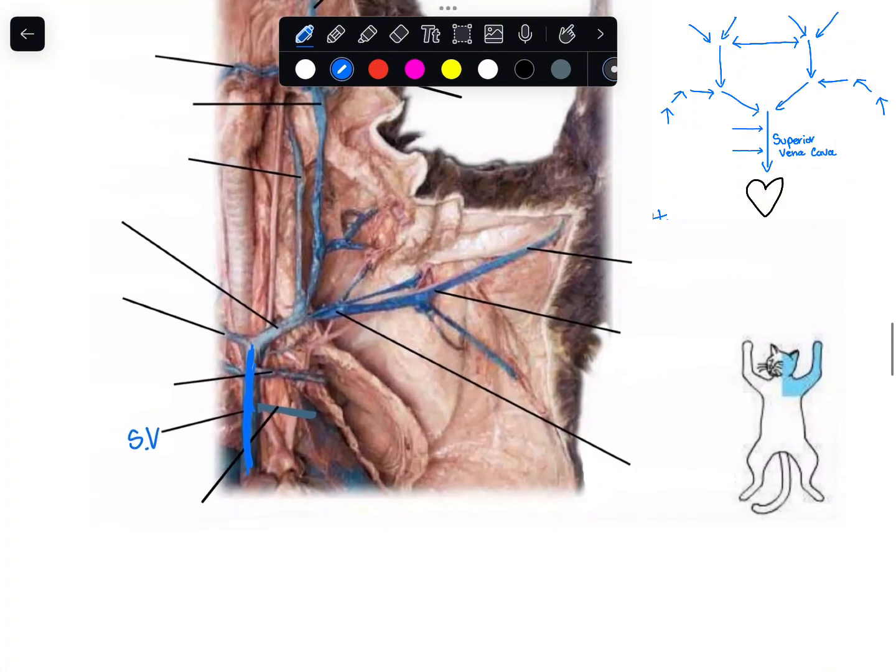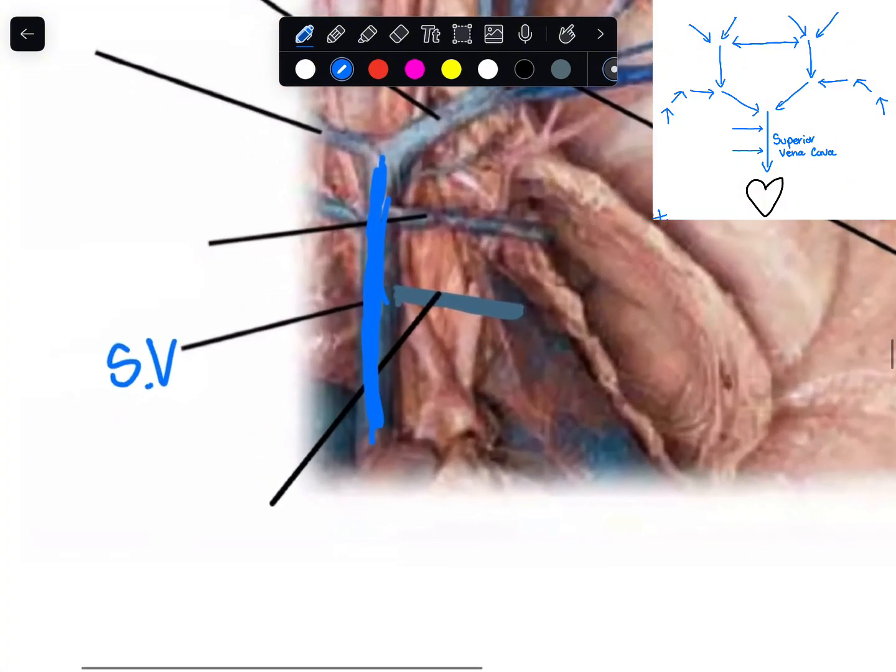And as you can see with the image on the right, this one is the azygos vein. I'm gonna just write the acronym of it to cut some time off. So this is the azygos vein, and the one on top right here, that's the internal mammary vein.